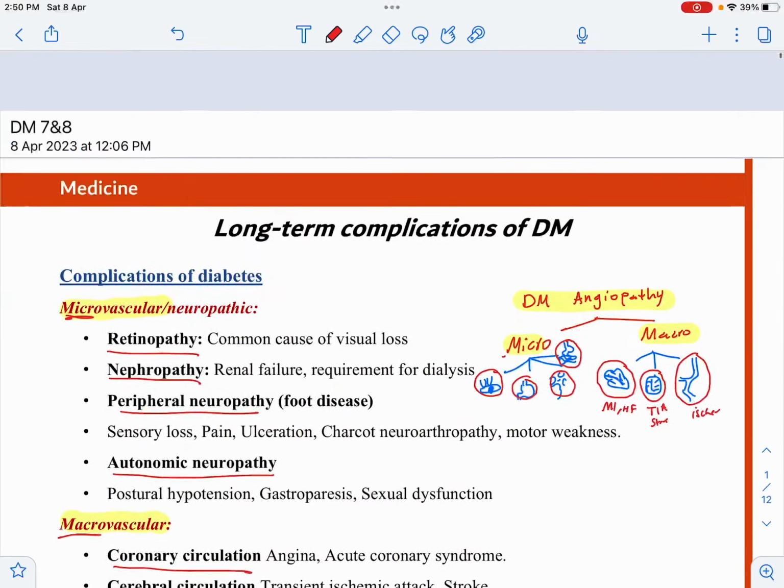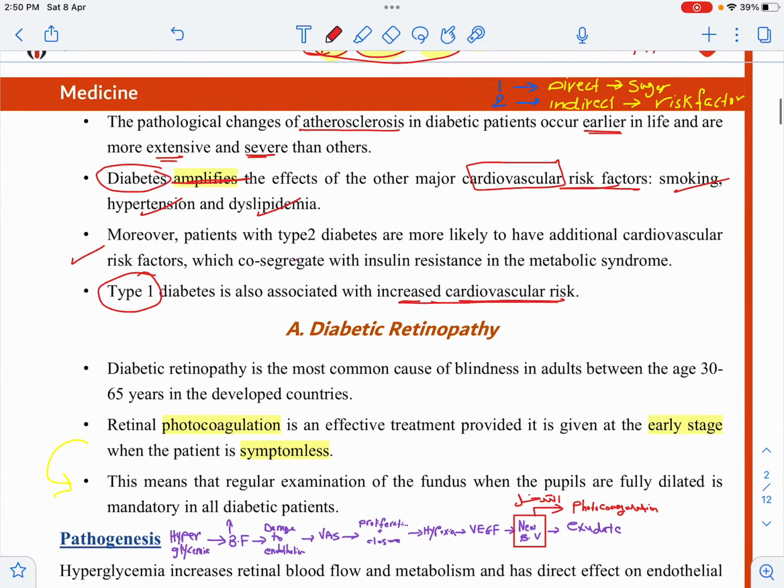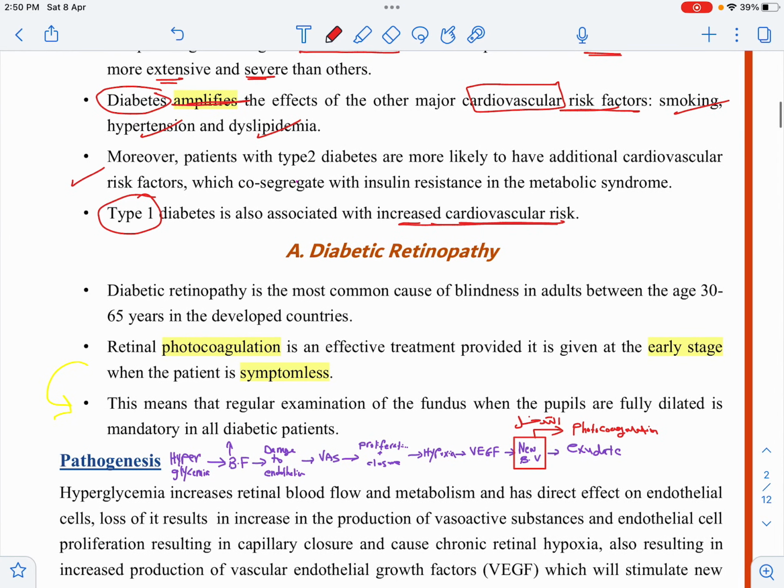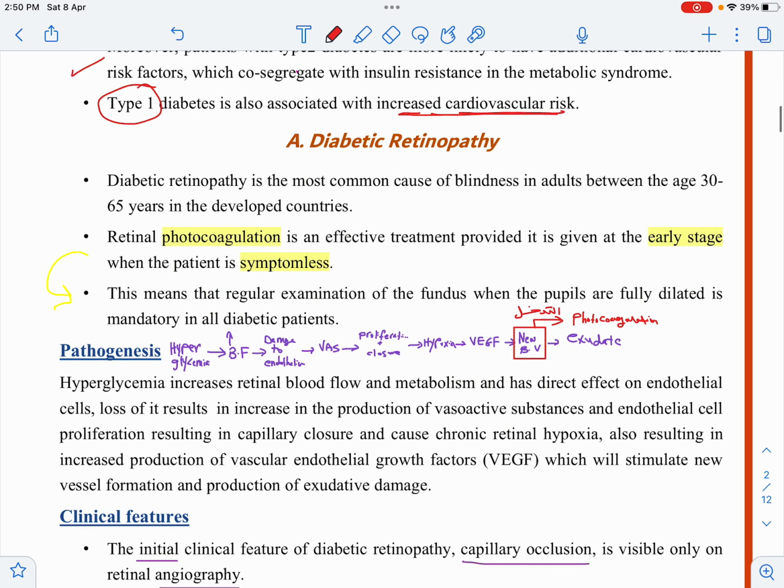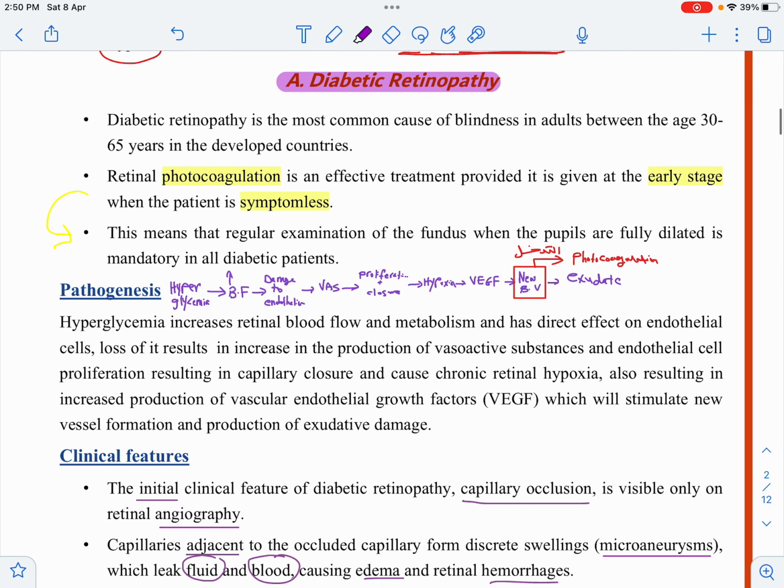So this was all an introduction to the complications of micro and macrovascular disease, and now we're going to start talking about diabetic retinopathy. Diabetes is the most common cause of blindness in the developed countries at the age of 30 to 65 years.